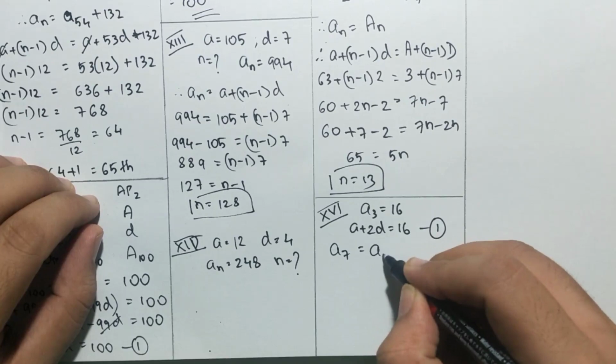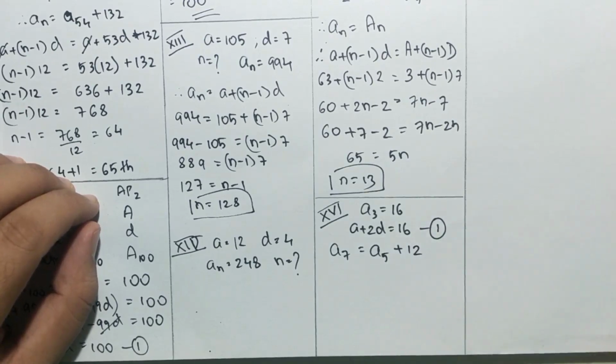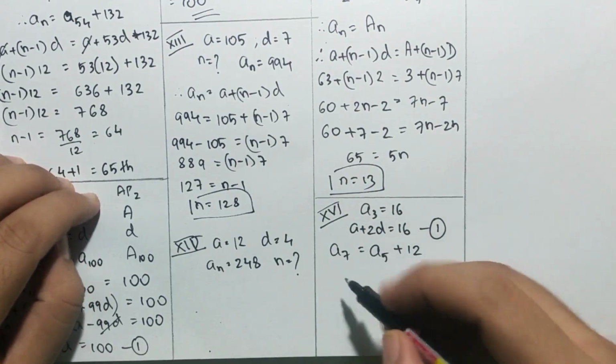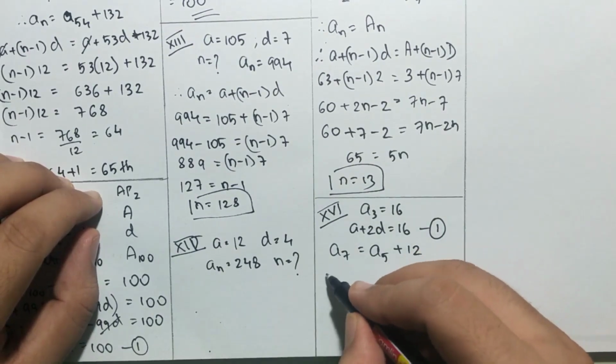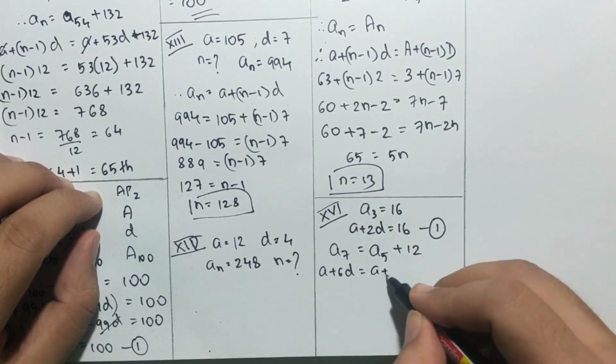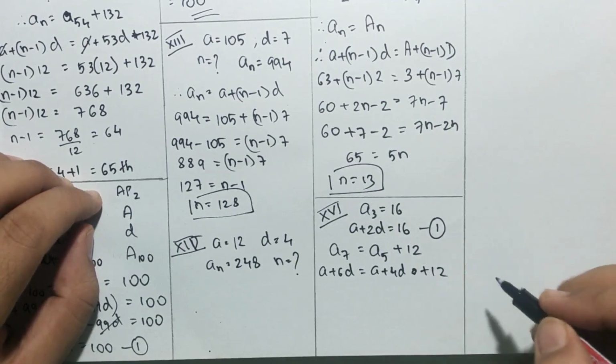The 7th term exceeds the 5th term by 12. Understood? Substituting the values, what is A of 7? That is A plus 6d. What is A of 5? A plus 4d plus 12.